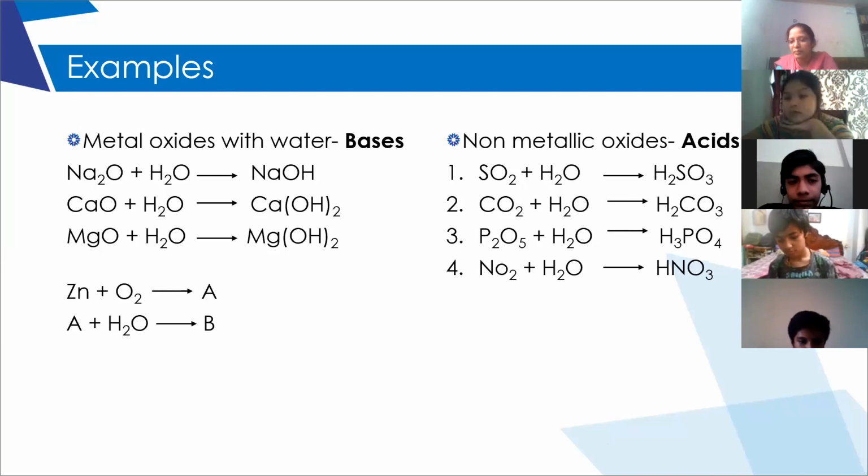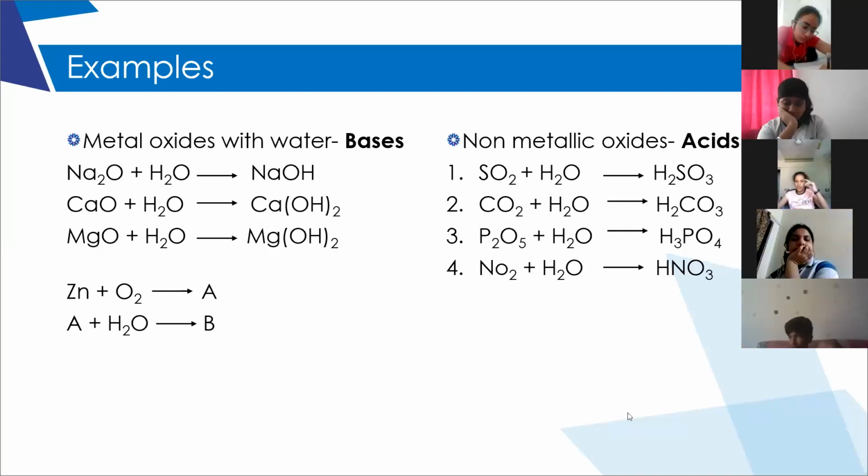Ferric hydroxide? Fe(OH)3, thrice. Yes, that is the answer. So Fe2O3 will be A and B will be Fe(OH)3. Any doubt? Girls, did you understand? Yes? Clear? Okay. So whereas non-metallic oxides, we will get acids. Done? Okay.